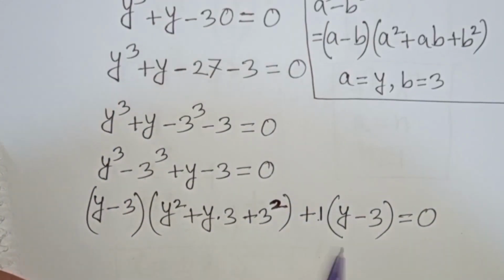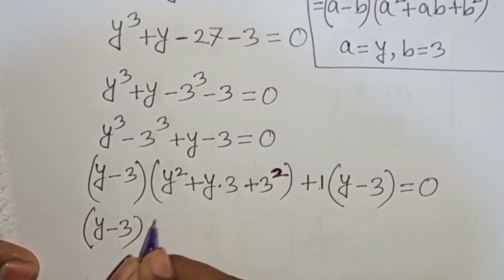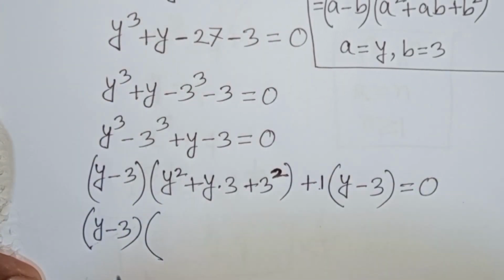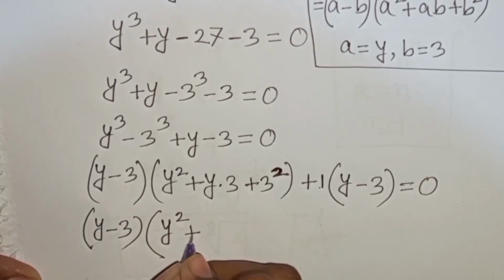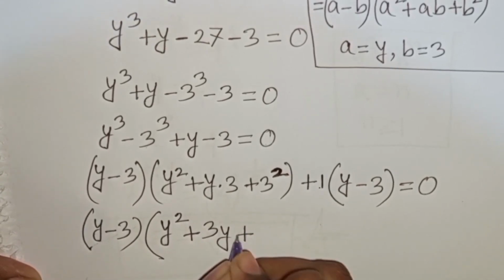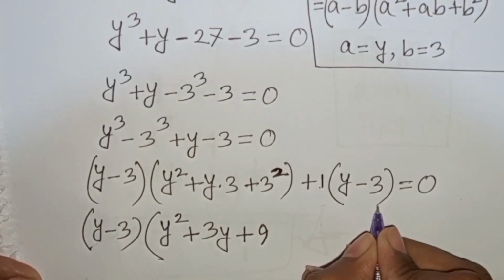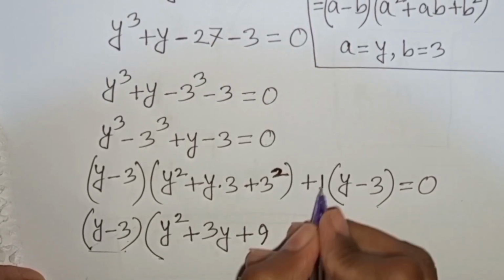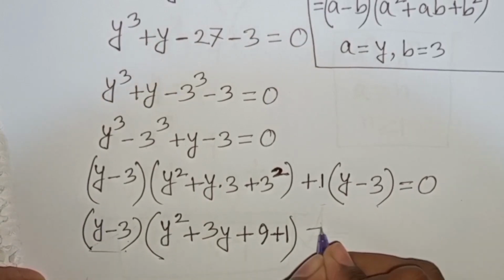Now we see y minus 3 is common, so take common y minus 3, so bracket y minus 3 is out of this bracket, so this divided by this, that means y minus 3 will be cancelled, so we have y square plus y times 3, that means it will be 3y, plus 3 square is the same as 9, then this divided by this, that means this y minus 3 will be cancelled, so here plus 1, then bracket close is equal to 0.